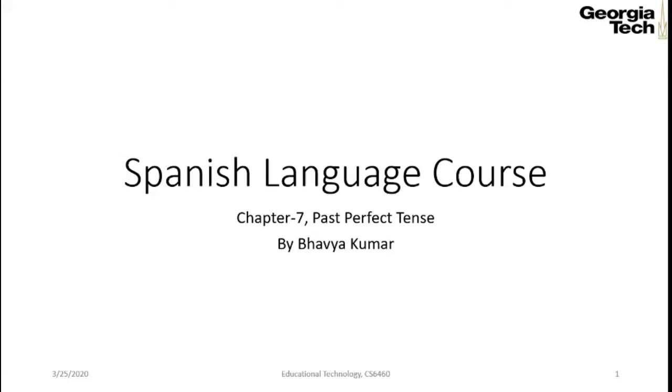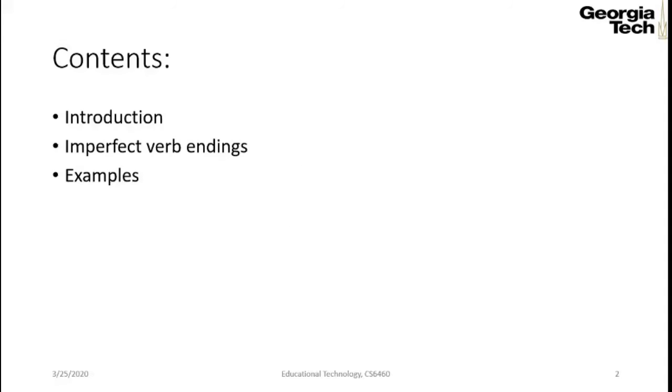This is Chapter 7 of the Spanish language course, in which we are going to talk about the past perfect tense. So these are the contents which we are going to cover in today's session: introduction, imperfect verb endings and examples. So let's start.